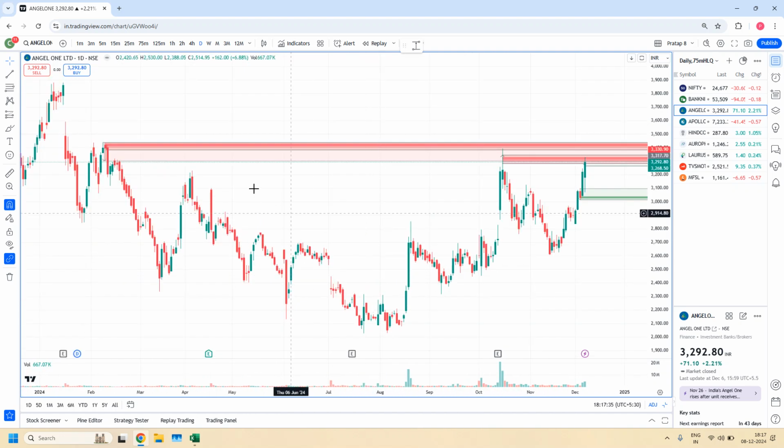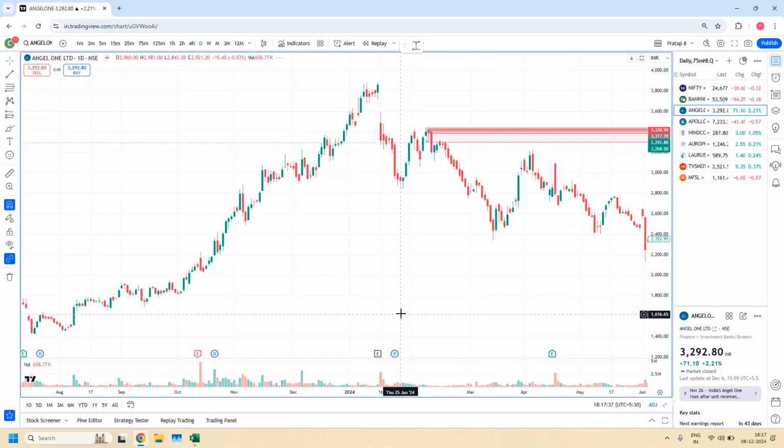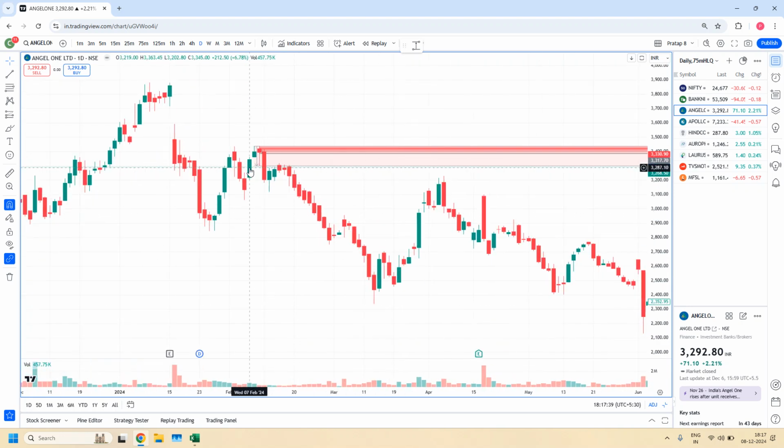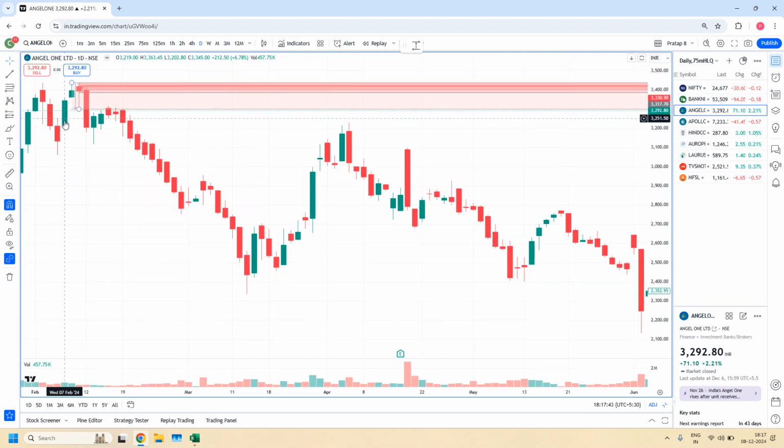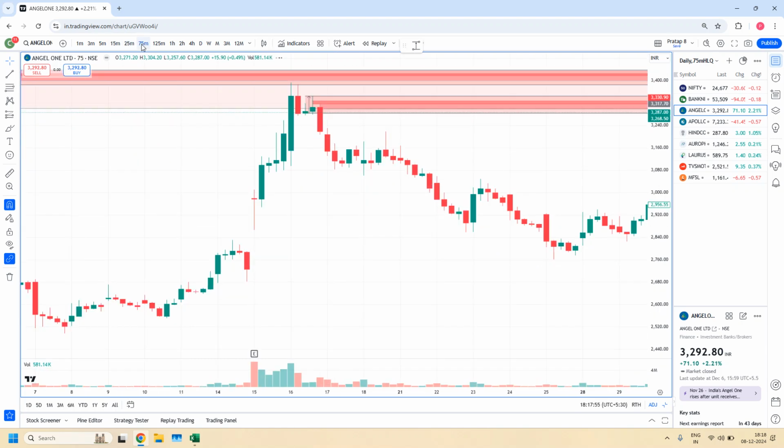And this is a very old zone created on 7th February 24. Since it is 7th February, we can access even 5 minutes data. So we have a rally, 2 base candles and a drop, and this one is fine-tuned with the 75 minutes time frame.